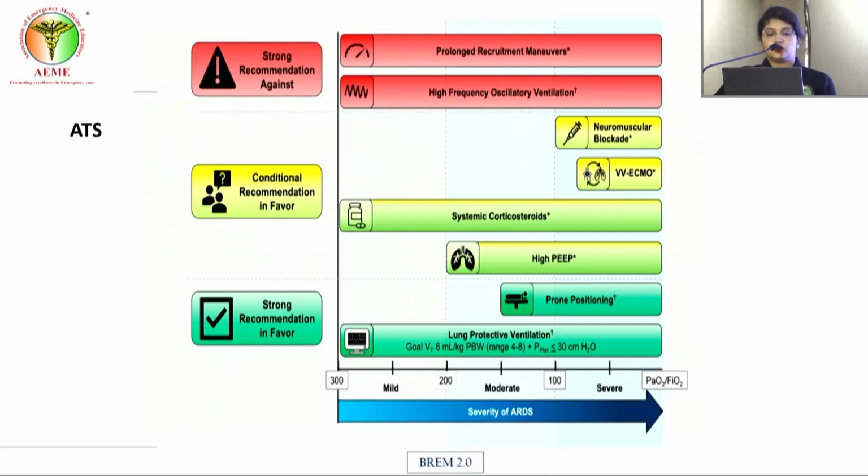So this is the ARDSNet protocol. Oh, I still have 3 minutes. So to summarize, American Thoracic Society, I've taken a picture from their guidelines. They strongly recommend use of lung protective ventilation in all ARDS patients. That is one. And prone positioning in moderate to severe ARDS. Conditional recommendation in favor of high PEEP strategies in moderate to severe ARDS. Neuromuscular blockade and VV ECMO in severe ARDS. Prolonged recruitment maneuvers for more than 60 seconds, and high frequency oscillatory ventilation, which was used previously, are no more recommended. It is harmful for the patient.